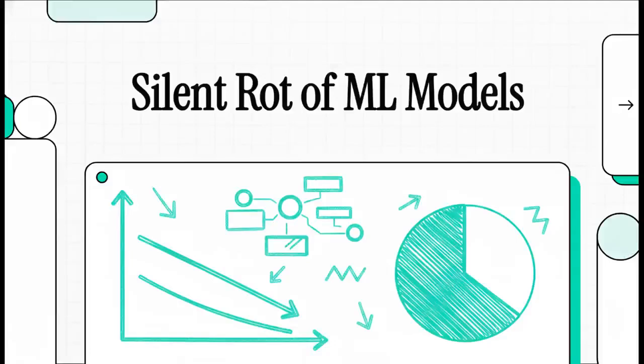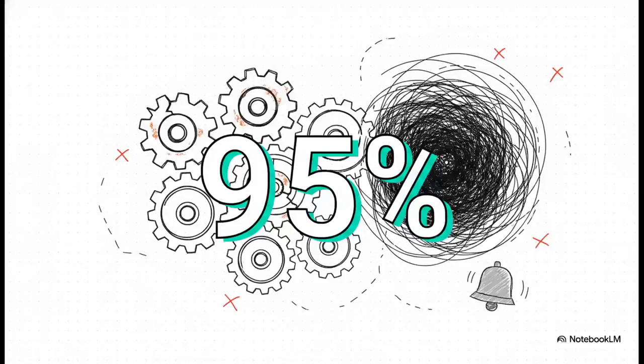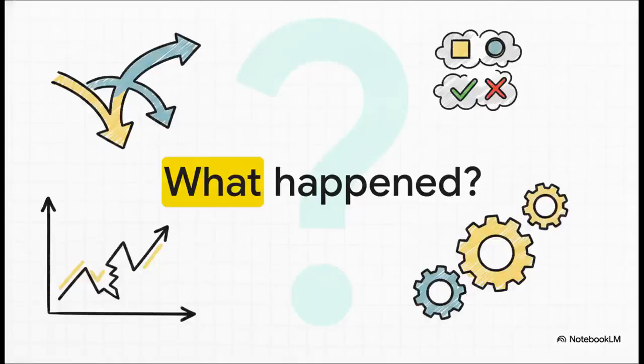Picture this. Your brand new machine learning model just shipped, and it's hitting a phenomenal 95% accuracy. Fast forward 6 months. Nobody has touched a single line of code. Yet out in production, that exact same model is quietly making bad call after bad call, and the scariest part? Not a single error message has fired. So what exactly happened here?